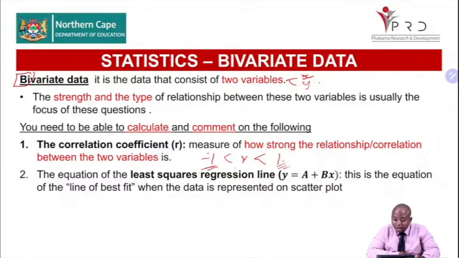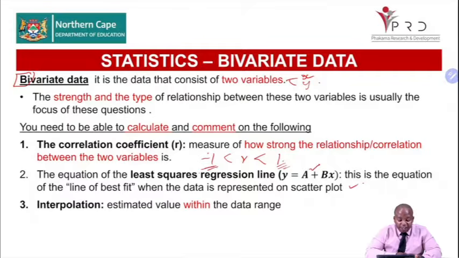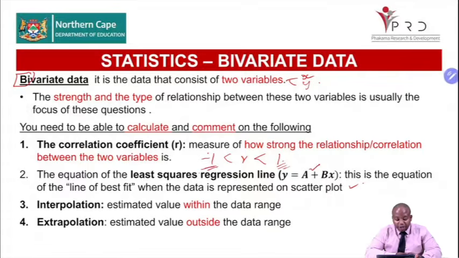And for this bivariate data, again, you must be able to find the equation of the least squares regression line. This equation is going to be given to us in our formula sheet. The equation is as follows: y equals a plus bx, and this is the equation of the line of best fit when the data is represented on a scatter plot. Then we are going to look at interpolation. This is an estimated value within the data range, and extrapolation is an estimated value that we find outside of the data range. So if my data is ranging between 5 and 20, interpolation is any value that we are going to estimate between 5 and 20.